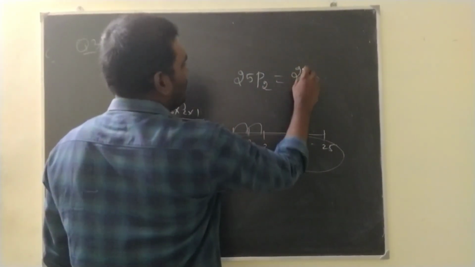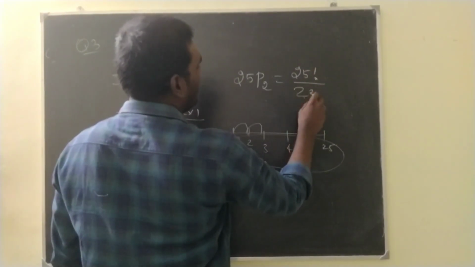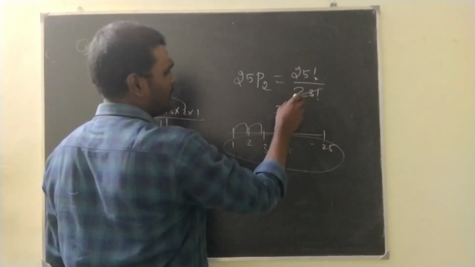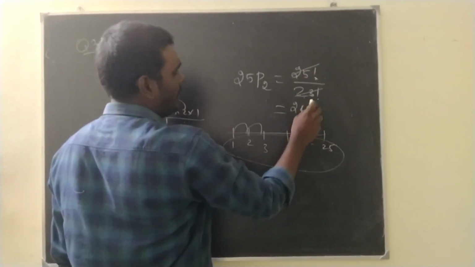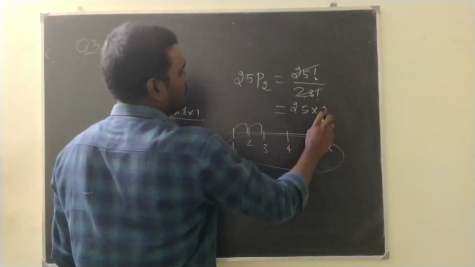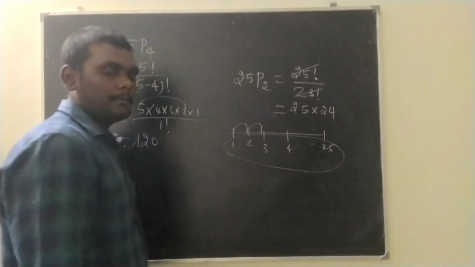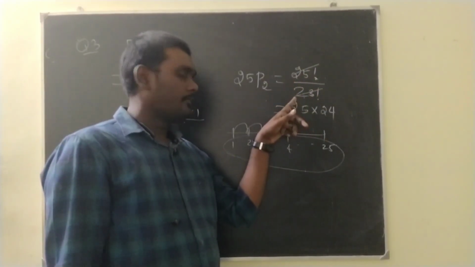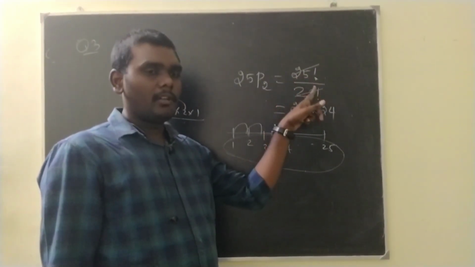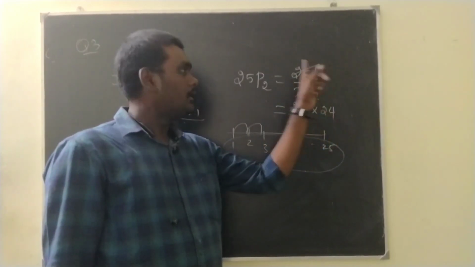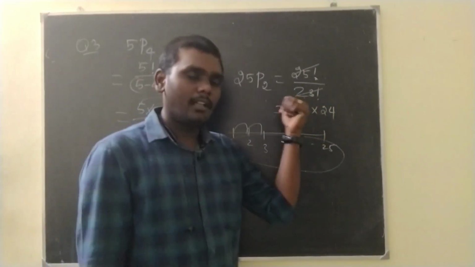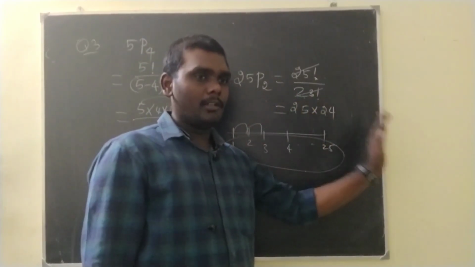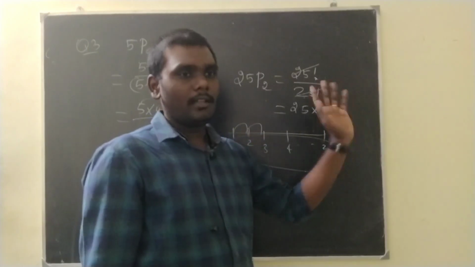So 25 factorial divided by 23 factorial. These two can be simplified. Then we have 25 into 24. You know this cancellation, right? How am I cancelling this? This can be written as 25 into 24 into 23 into 22 into 21 up to 1. This can be written as 23 into 22 up to 1. So the denominator 23 up to 1 and the numerator 23 up to 1 can be cancelled.